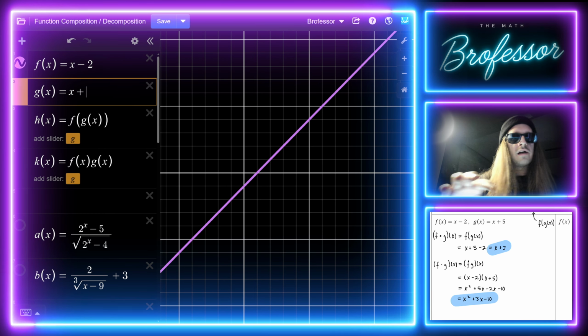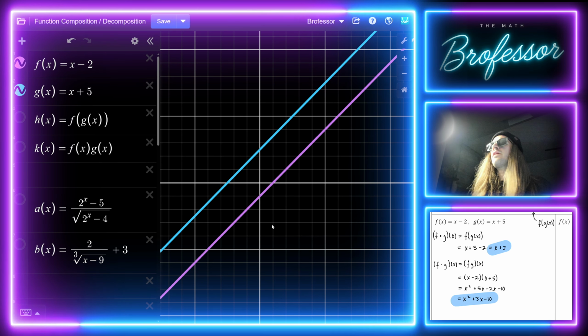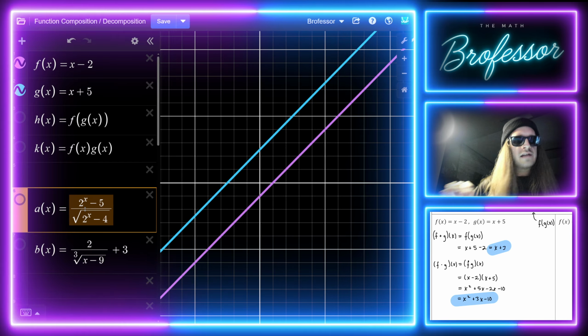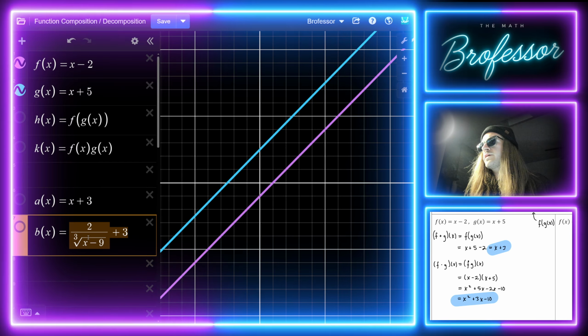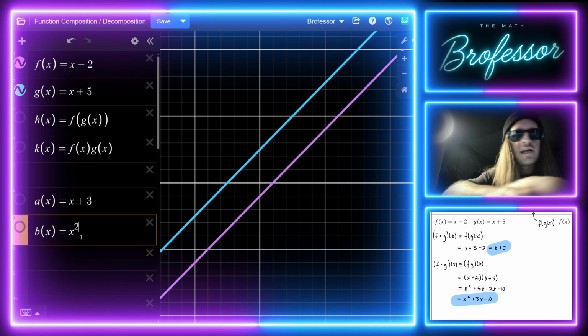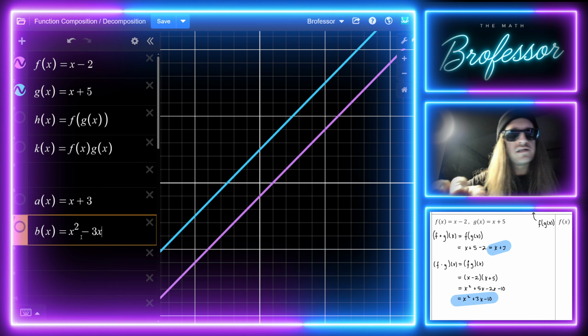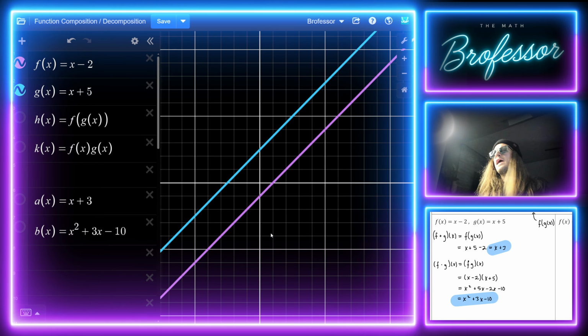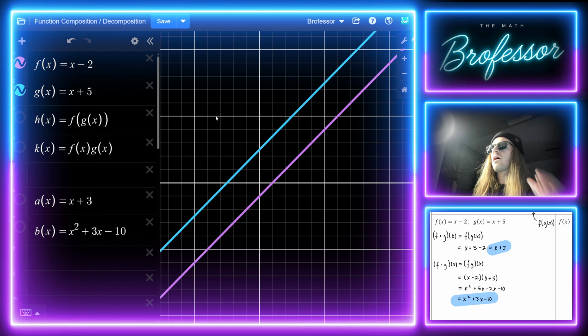So these are two lines, two linears like this. And, okay, this is cool. We're going to see some distinctions here. So our answer for our composition is x plus 3, and our answer for our product is x squared plus 3x minus 10. And, oh, this is really neat. I'll explain in a minute.